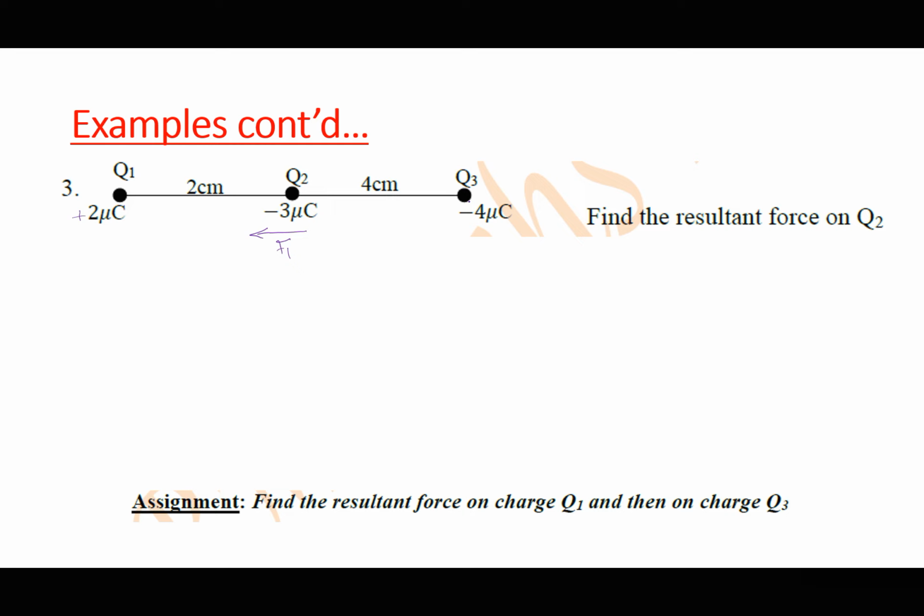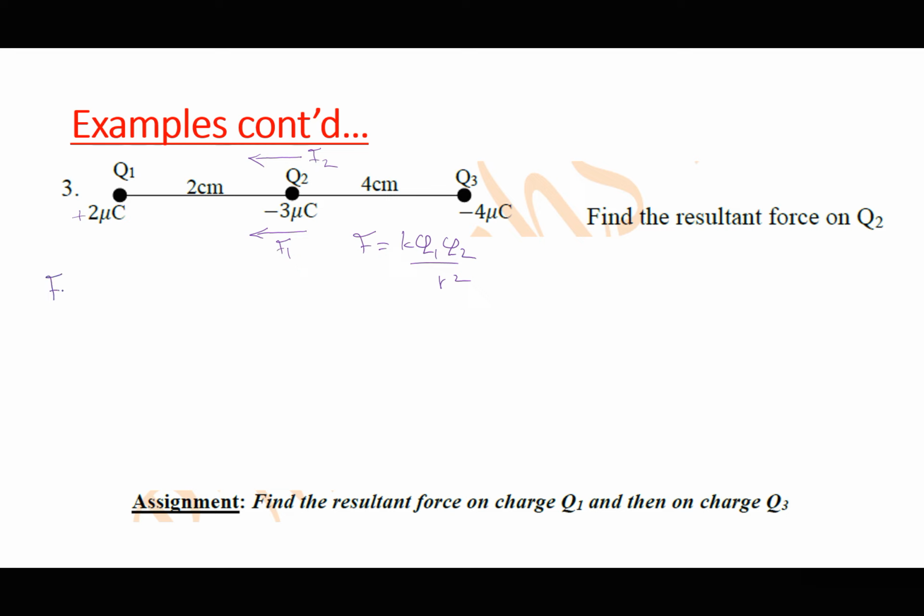If I consider Q3, Q3 is negative, and Q2 is negative, so Q3 repels Q2. So Q2 experiences another force caused by Q3. I'll call it F2, which is still to the left. So it means the resultant must be, of course, to the left. Remember, the force F is equal to K Q1 Q2 over R squared. So the resultant force will just be the sum of these two. I'll just press the calculator at once.